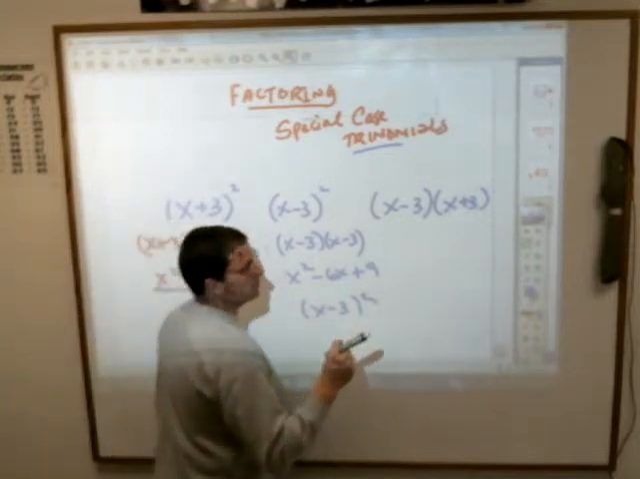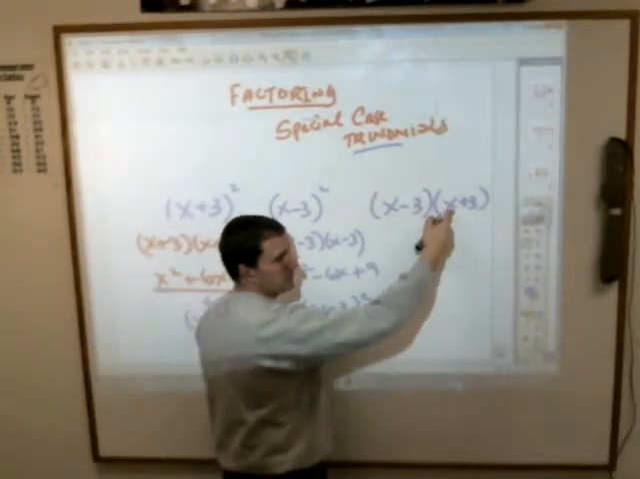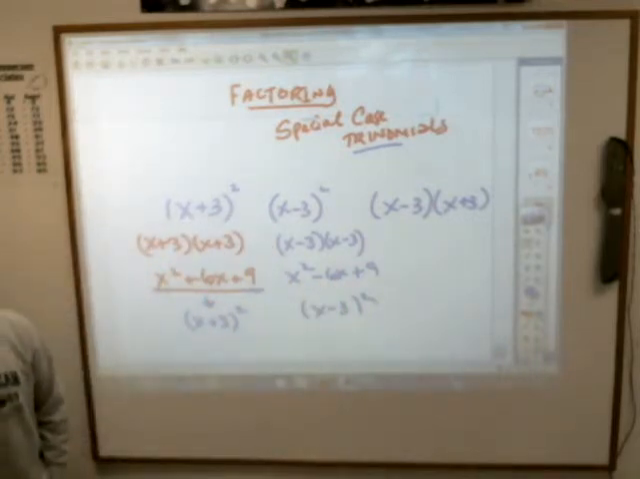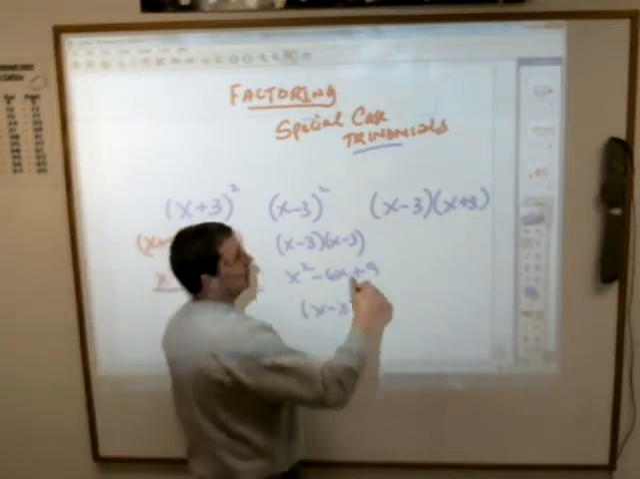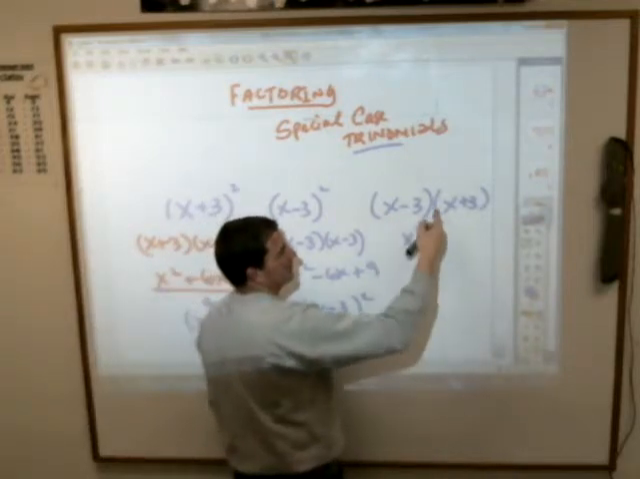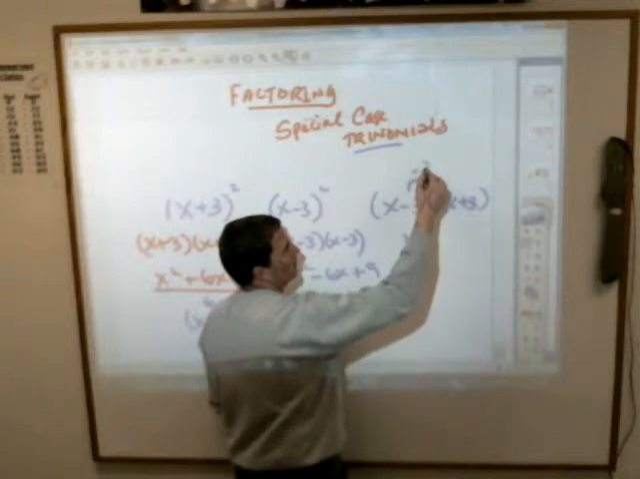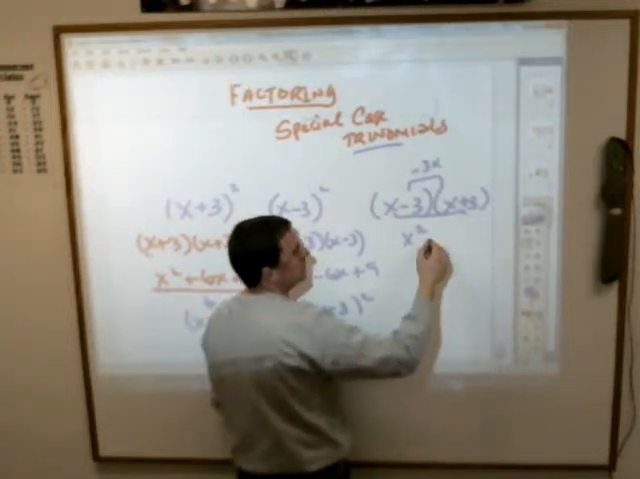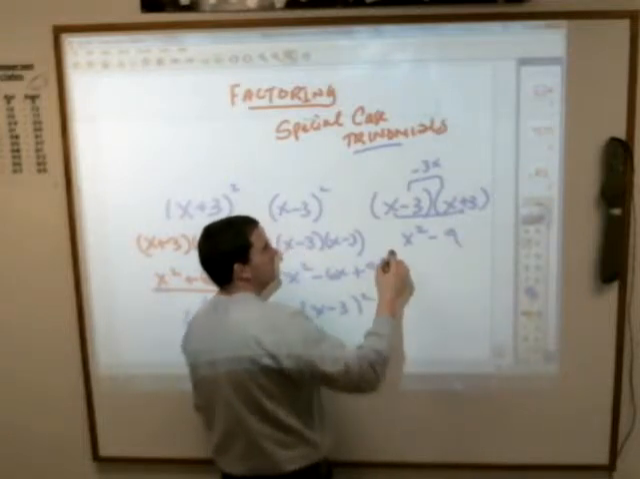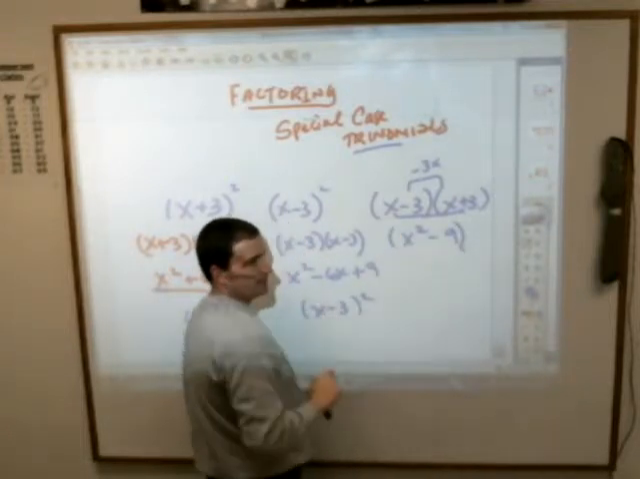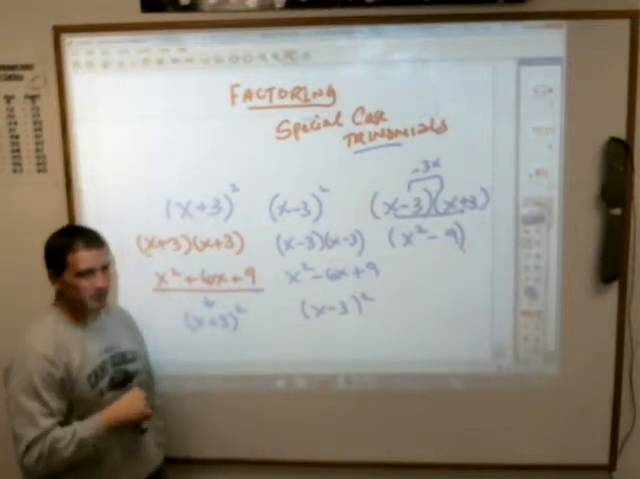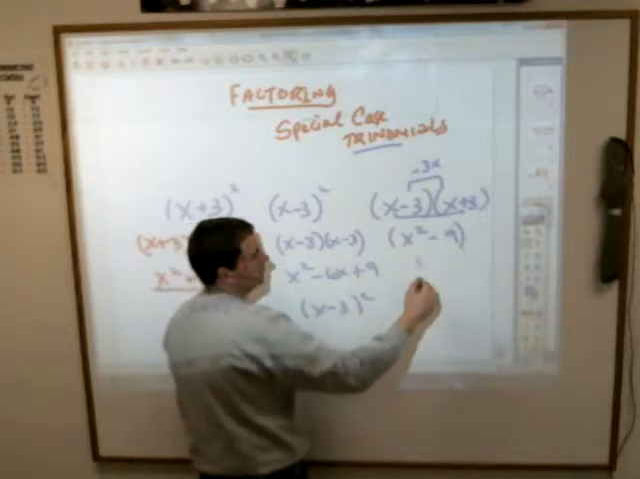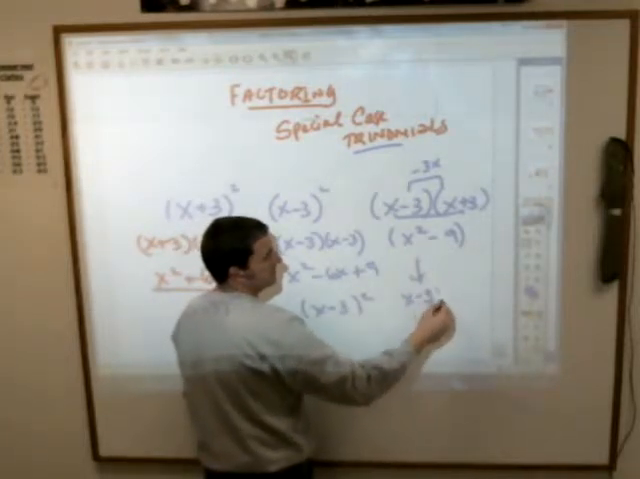This is by far the most special case, because what happens when you multiply two binomials that are identical except one is negative, one is positive, you get no middle term, because you get x squared here, you get a minus 3x and a plus 3x, which add up to no x's in the middle, and a minus 9 there. This is the toughest one to recognize because it's not a trinomial, it's actually a binomial, but you can still factor that down into x minus 3 times x plus 3.